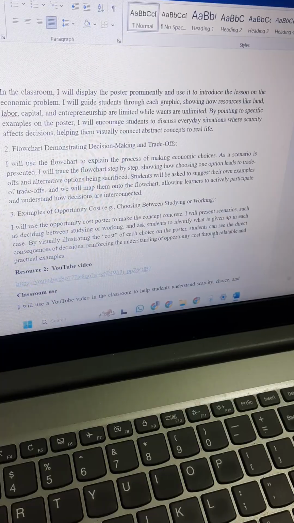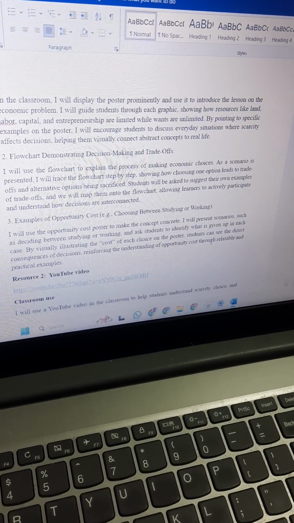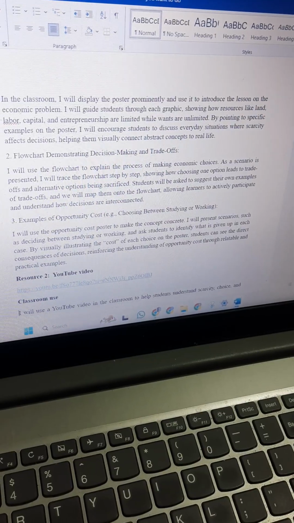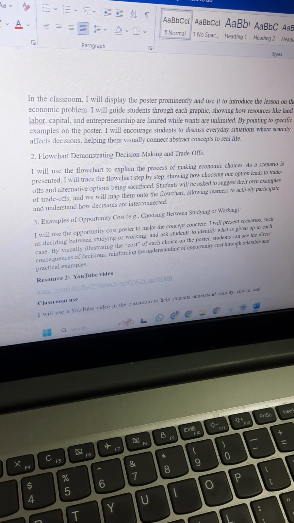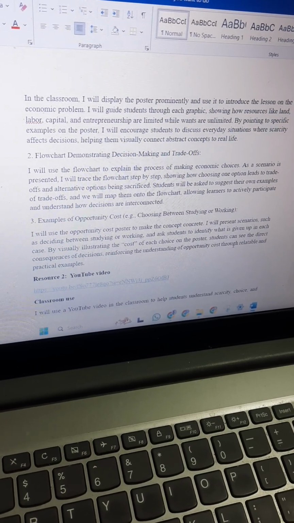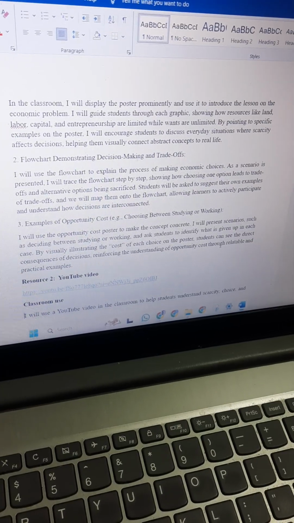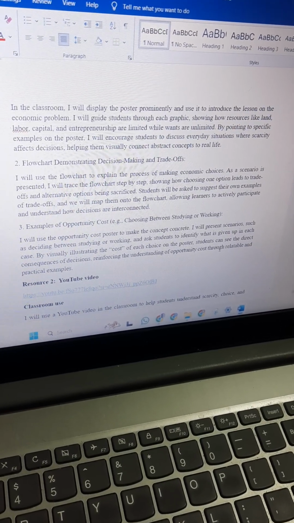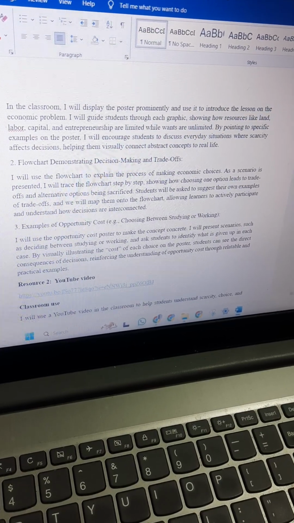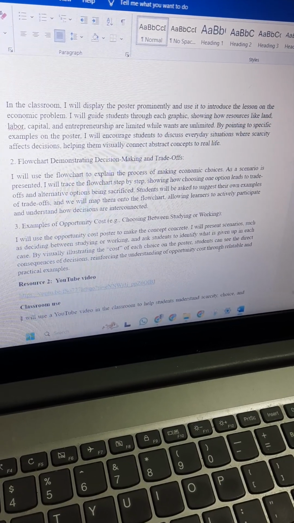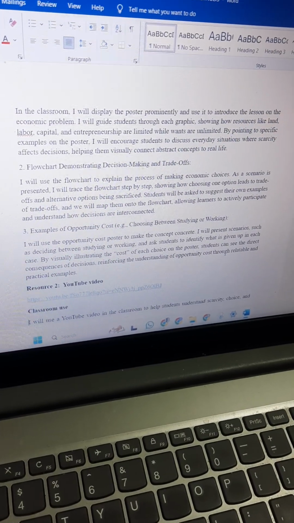Remember that we have given also the example. That example will be more illustrating on the cost of each choice. If you choose to go to work, it's of your own choice. If you also go for education, this will help students to see the direct consequence of a decision, reinforcing the understanding of opportunity cost through a relatable, practical example. That was our very first learning resource.